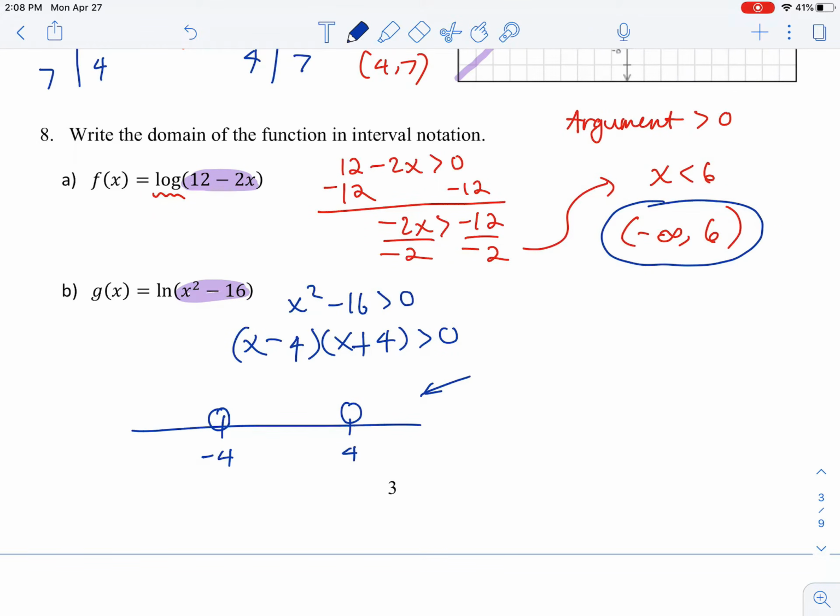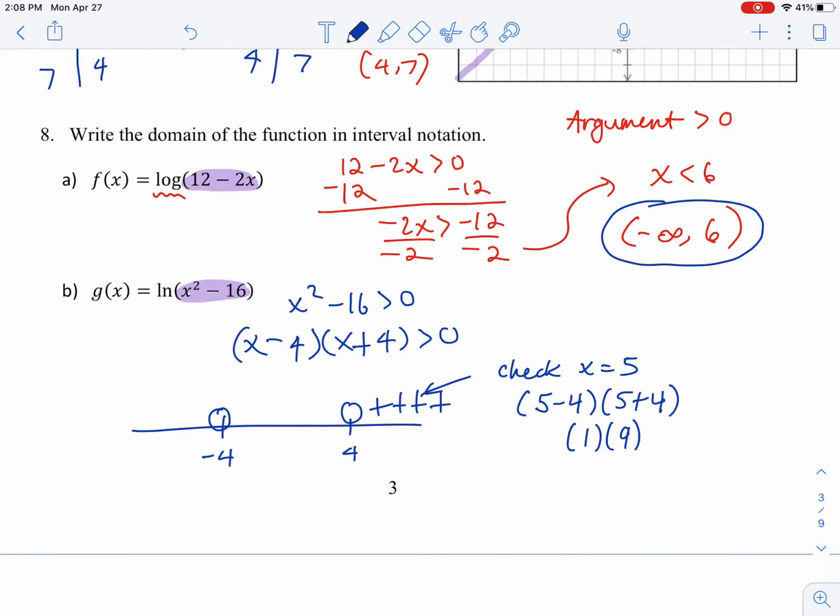Now check some values. To the right side of it, check x equals 5. So if I do 5 squared minus 16, will that be greater than 0? Or let me just do the signs the way that I did when we went over 3.6 in this lesson together. Let's plug 5 into this factored form. 5 minus 4 times 5 plus 4. That will be +1 times +9. So this is positive over here. That's positive to the right side of 4.